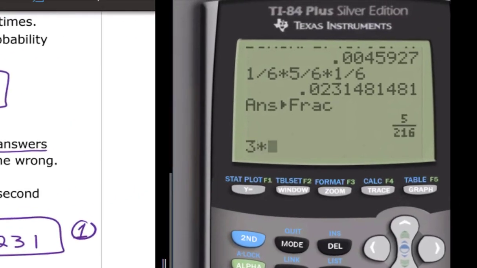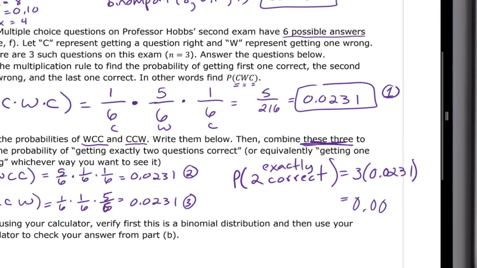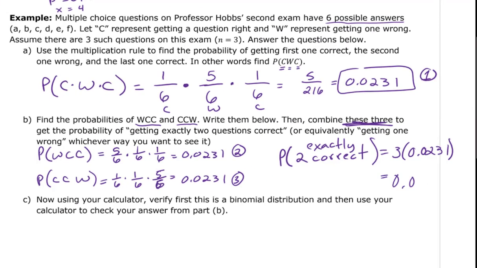3 times 0.0231. You could actually go to more decimal places if you wanted to be more exact. So you could type in like 0.0231481. Go all the way if you needed to. But you're getting about 0.0694 roughly as your probability of exactly 2 correct.